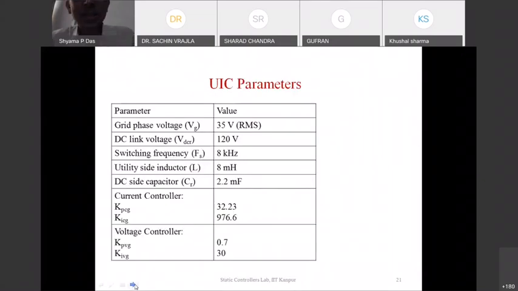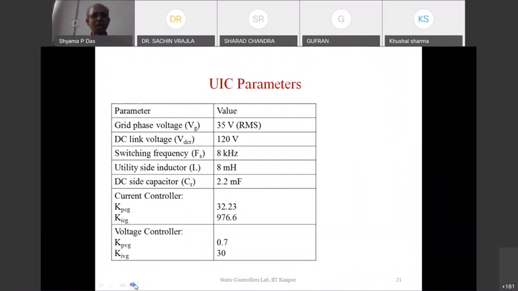Okay, so these are the parameters of the utility interface controller. We have a reduced voltage, that is 35 volt in the grid voltage. The DC link voltage is 120, so our microgrid voltage is 120. The switching frequency is 8 kilohertz. The inductor is 8 millihenry. The DC link side capacitance is 2,200 microfarad or 2.2 millifarad.